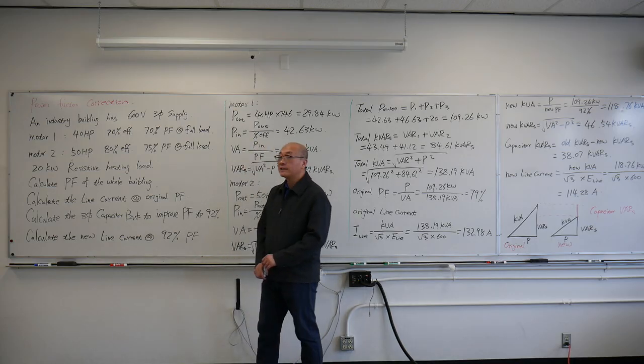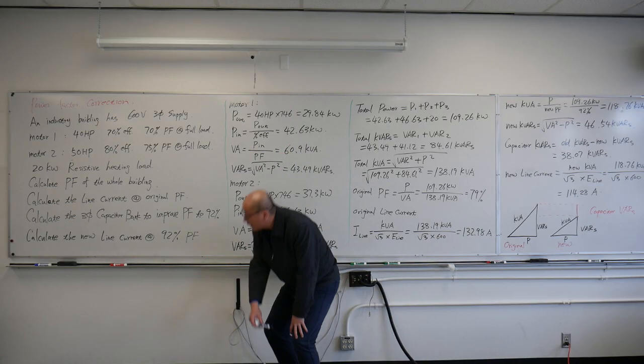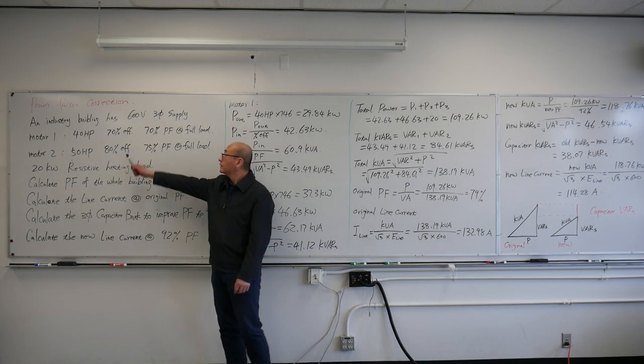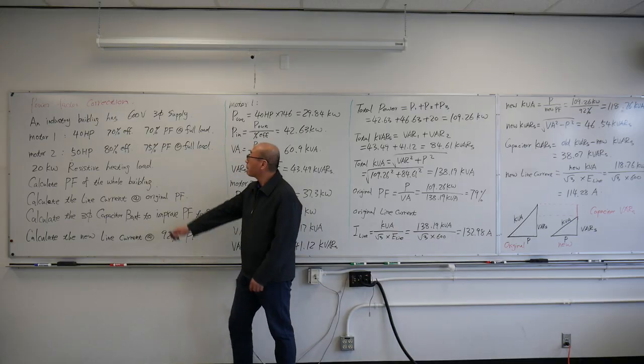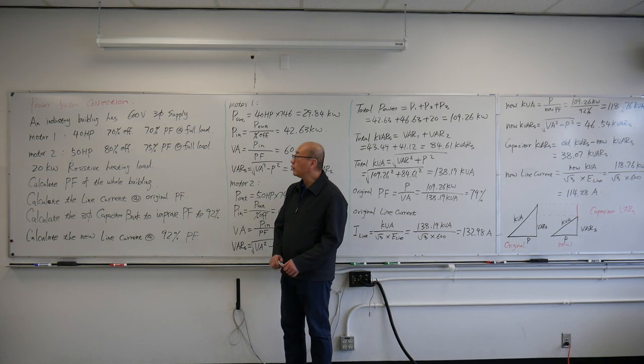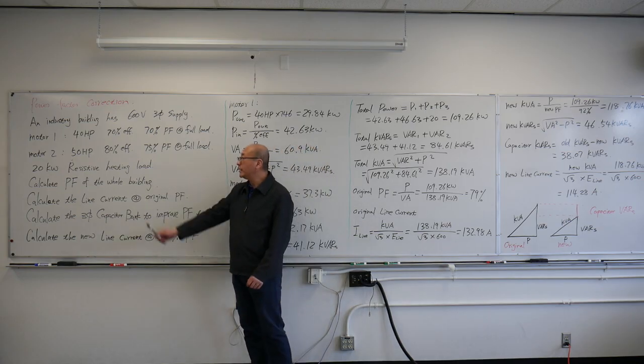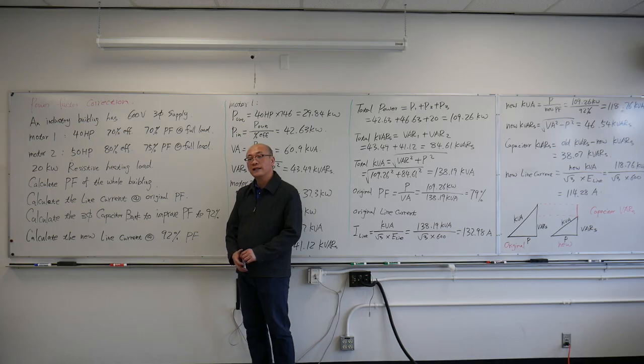The supply is 600 volt three-phase supply. Motor 1 is 40 horsepower, 70% efficiency, 70% power factor at full load. Motor 2, 50 horsepower, 80% efficiency, 75% power factor at full load. Then we have a 20 kilowatt total resistive heating load.